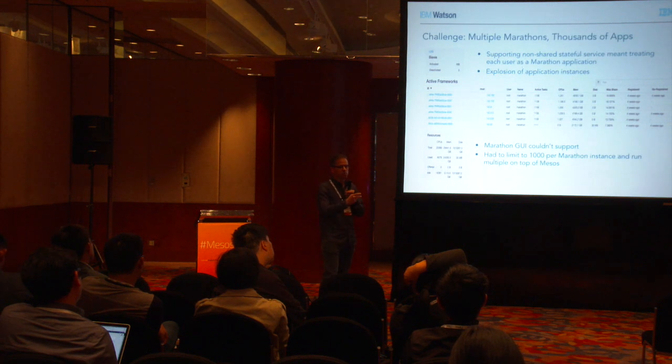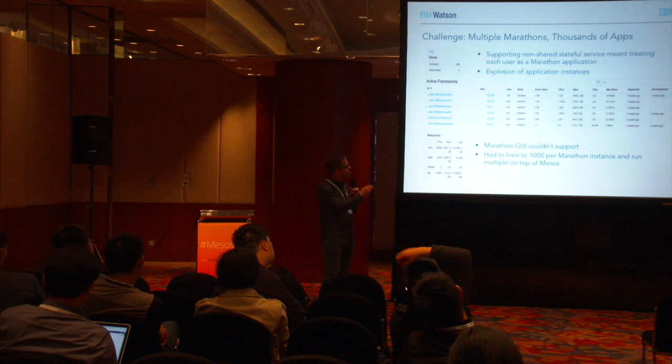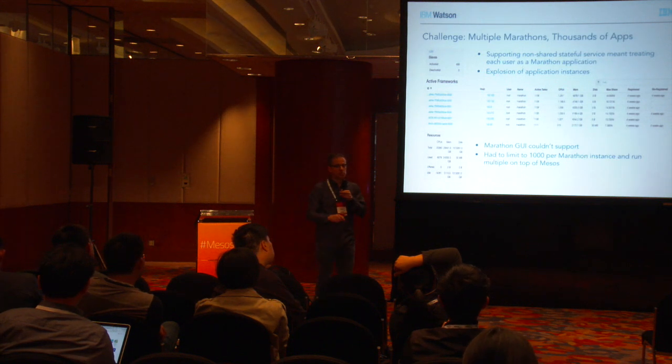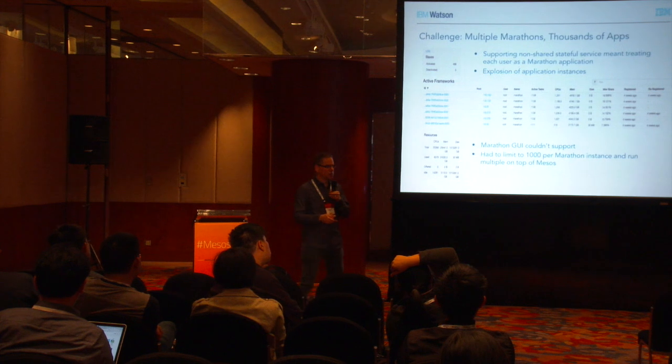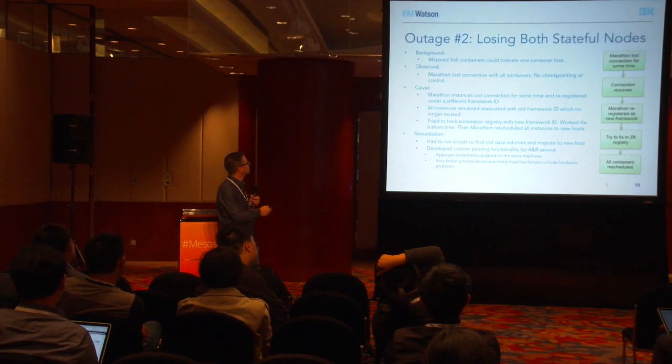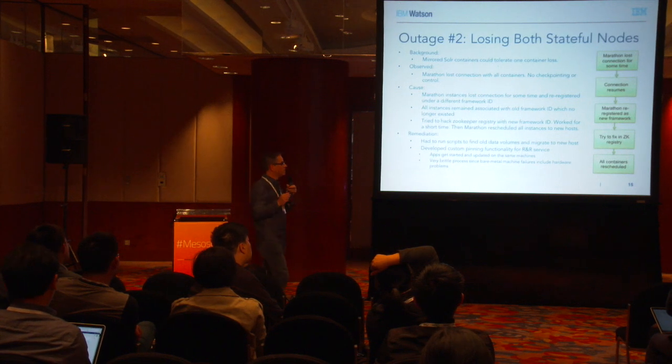When we hit 3,000, it was absolutely not working. At 1,000, it's kind of bearable, so we basically have limited it to 1,000 on each one, and we have to have multiple Marathons running on top of Mesos, and we have to have some load balancing in between them to distribute it. Okay, this is the second outage.